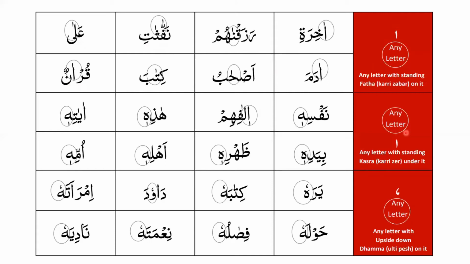Now moving on to any letter with a standing kasra under it. Repeat after me. نفسه، إيلافهم، هذه، آياته، بيده، ظهره، أهله، أمه. Once again.